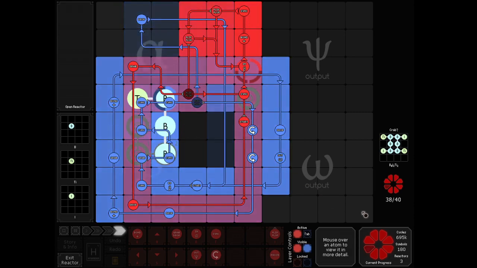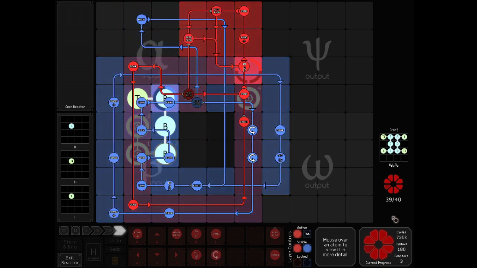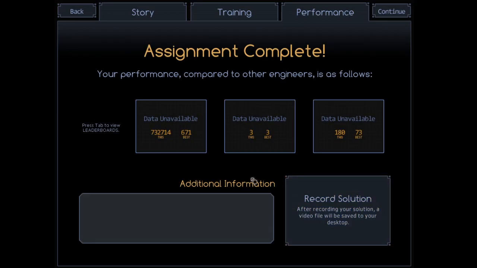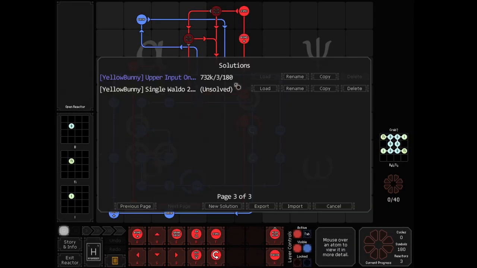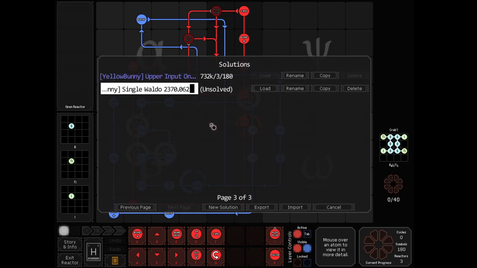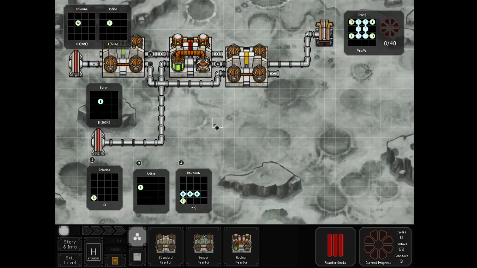All right. What did we say? 780k or so? Yeah, 730k, okay. 732, 714. Almost the 1/7 fraction numbers, but okay. YellowBunny with single Waldo 2370, much more reasonable. Single Waldo, so yeah, every reactor is single Waldo, fair enough.